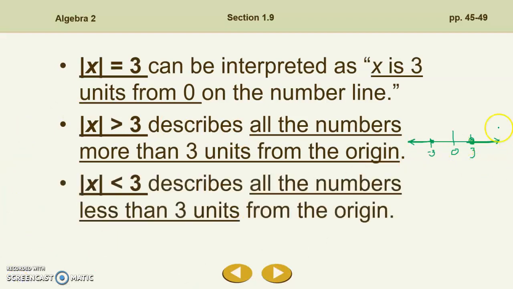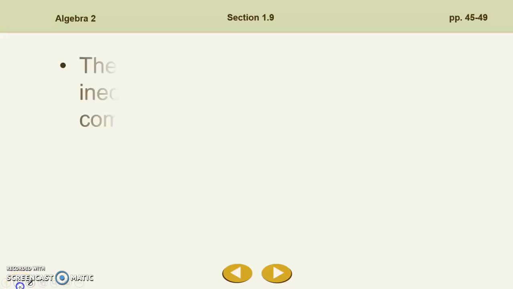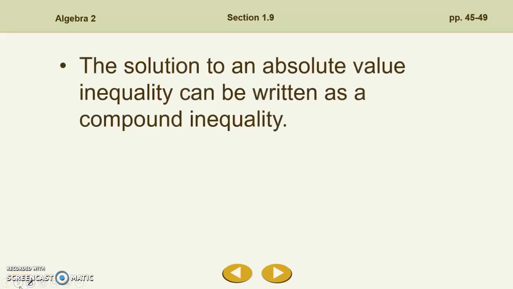The absolute value of x is less than 3 describes all the numbers less than 3 units away from the origin. So again, if we draw our origin of 0, and we say the absolute value of x is less than 3, then it's going to be the digits that are less than 3 spots away from the origin. So that's going to be 2, 1, negative 2, and any fractions in between those digits. Let's take a look at some examples here in a minute.